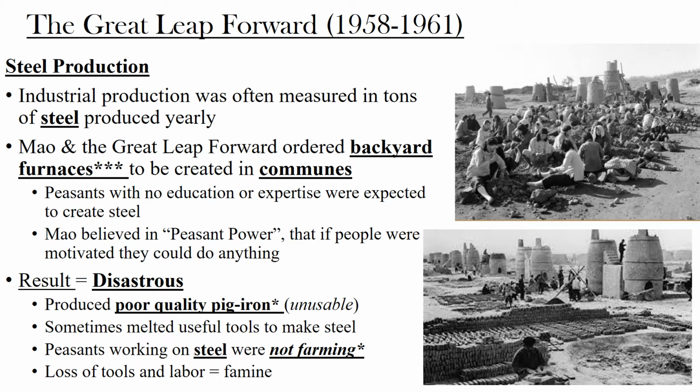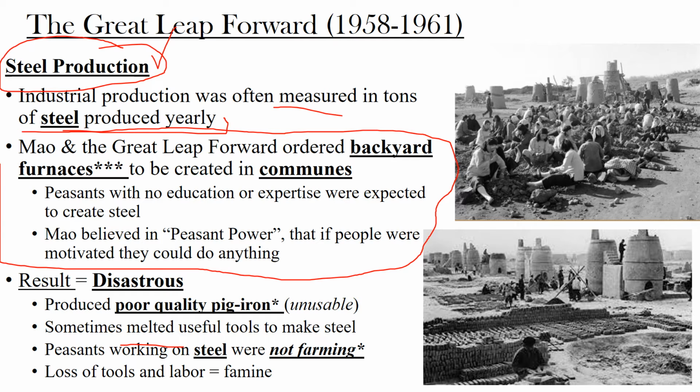Another focus of the Great Leap Forward was steel production. We've mentioned before that a measure of a nation's industrial and economic power back then was how many tons of steel and iron you produced. Industrial production was measured in tons of steel produced yearly. Now, the Soviet Union had built smelters and factories and steel plants, the right way to make steel. Mao Zedong and the communists didn't really have the expertise to do that. They didn't have the engineers, the architects, the chemists that knew how to make proper steel.